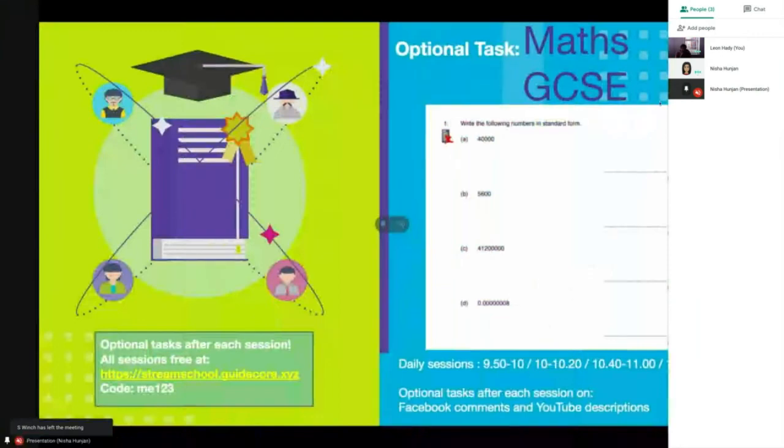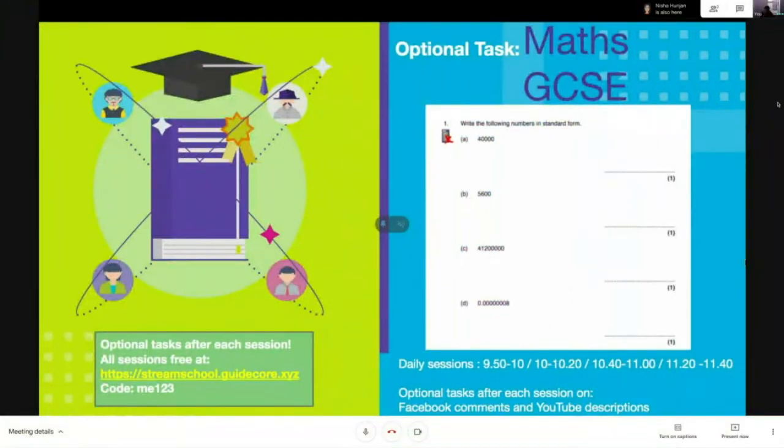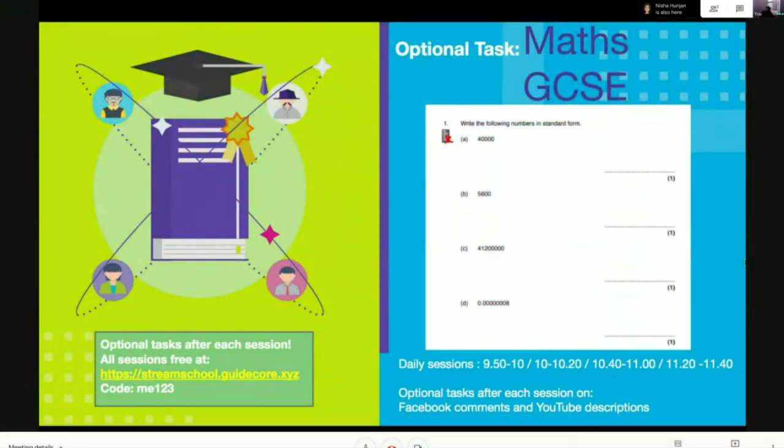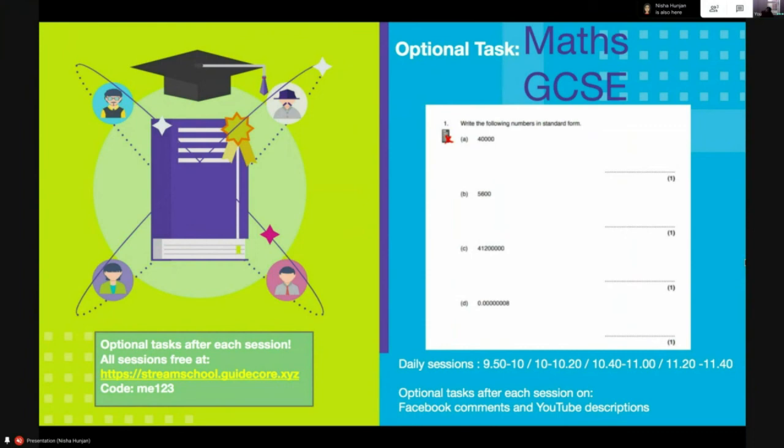All right, cool. So this is the optional task for Maths GCSE. This is just the first 4 questions. There is a whole document, which would be great if everyone would do it. It is all about standard form. The first ones start off as just writing the numbers in standard form, and then there will be some addition, subtraction, multiplication, and division of standard forms as well.